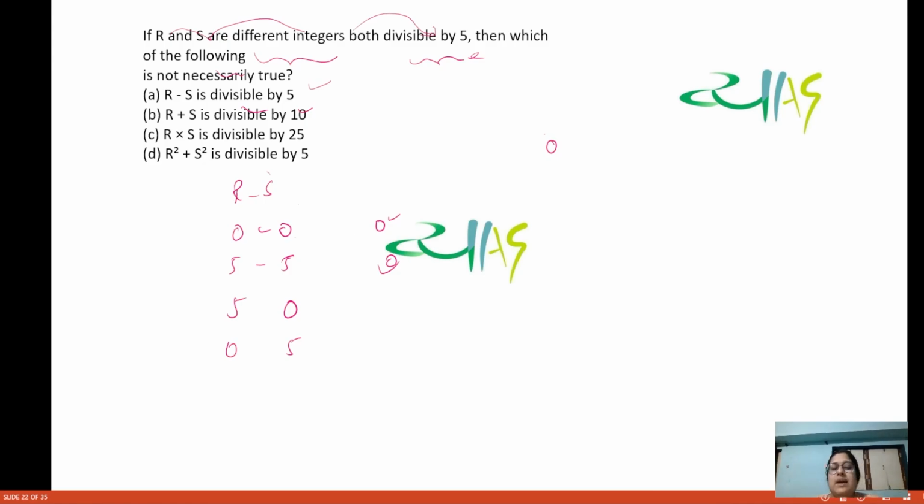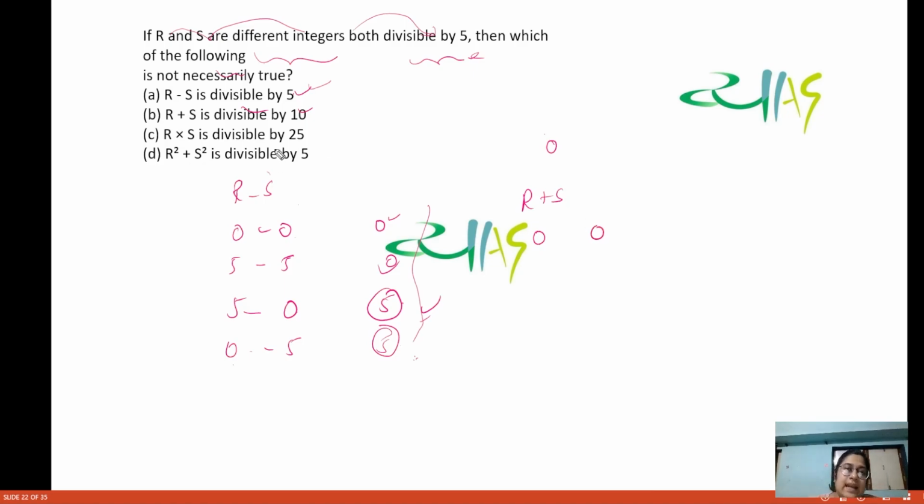So then also it will become divisible by 5. And 5 minus 0 will make the unit digit 5. Then also it will be divisible by 5, and 0 minus 5, then again you will have 5. So then also it will be divisible by 5. Okay, so this is divisible by 5. That is necessarily true. Now it is saying r plus s is divisible by 10.